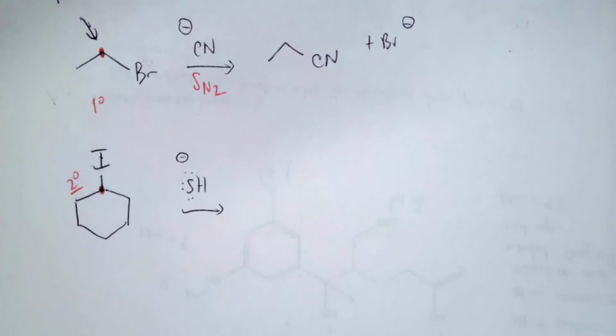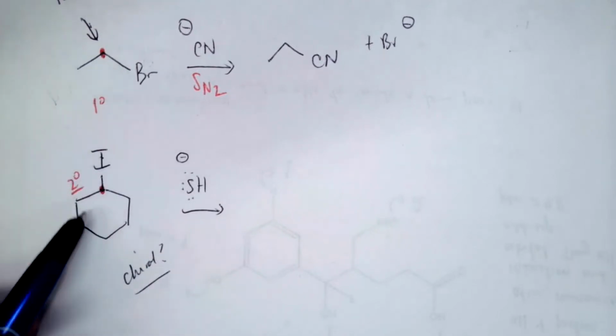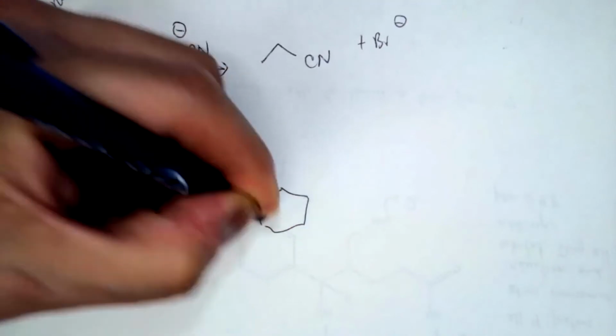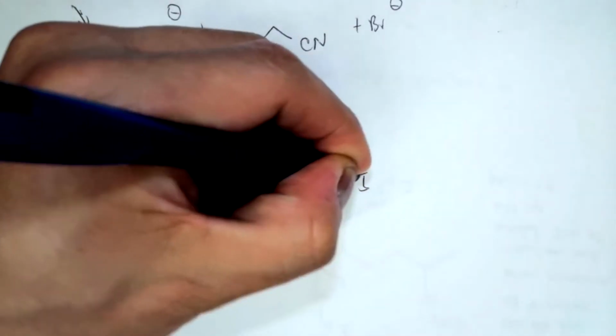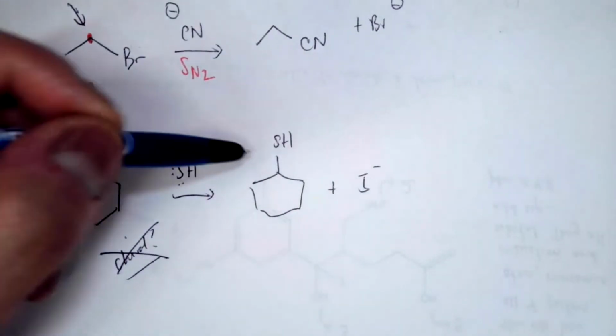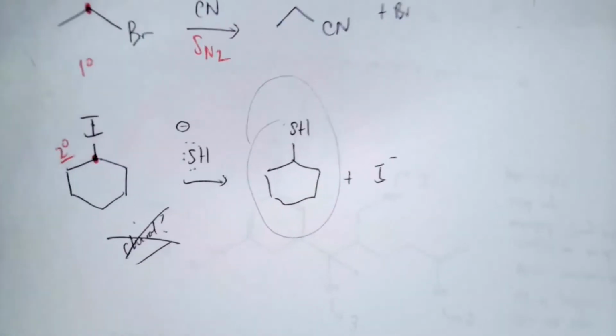So just substitute it, in and out. Is this chiral? No, it's not chiral. Just substitute it. SH in. What happened with the iodide? The iodide is on the side. Do I need to write this side product? No, not really. All we care about is the organic compound that you're producing. Let's do another one.